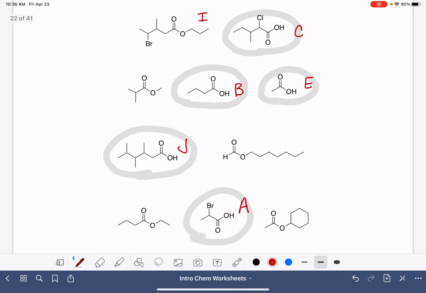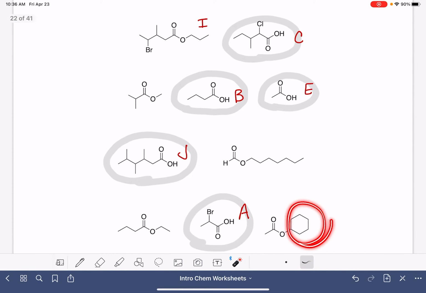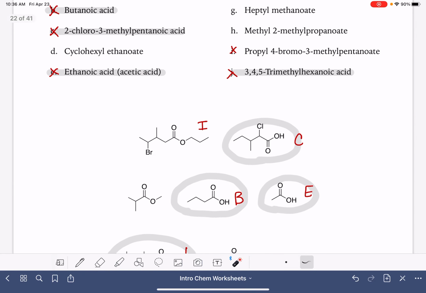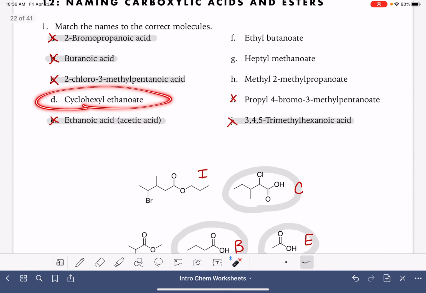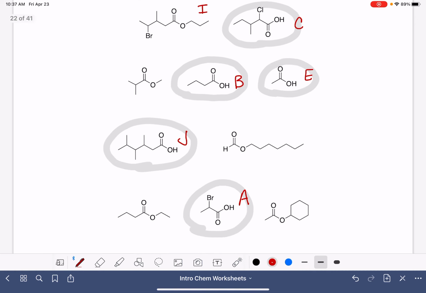What other distinguishing features can we find? Of these ones that we have left, we only have one that has a cyclohexane right there. So we should only have one name up there that has cyclohexane or cyclohexyl or something like that. So let's go find that name. It looks like, here it is, cyclohexyl. So that's D. That's going to be this guy.